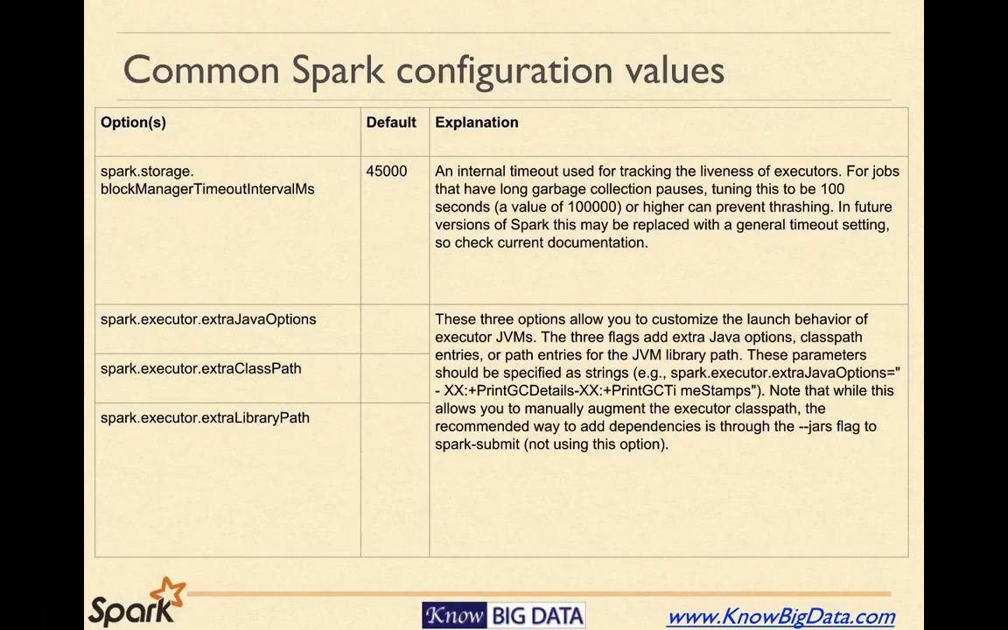So this is the timeout. And then if you want extra options for your Java program, say you want to print the GC detail, garbage collection detail, or let's say on every node you want to start a debug port, all of those extra options could be provided using this particular variable. If you want to add more class path or extra library path, you can do all of those.